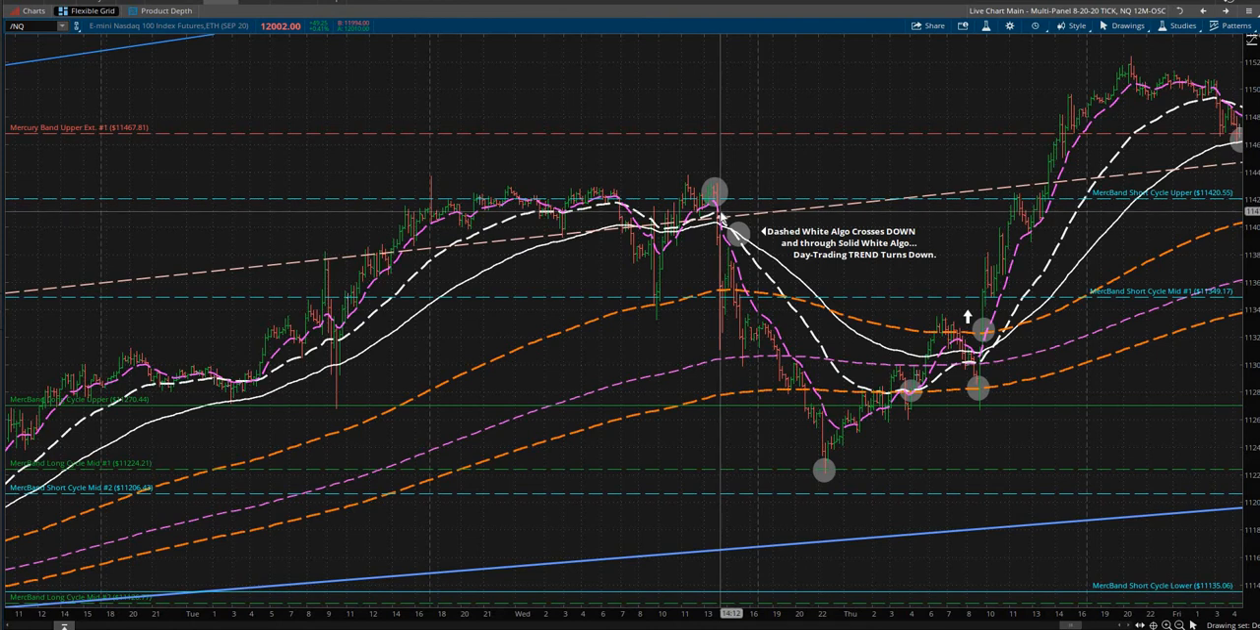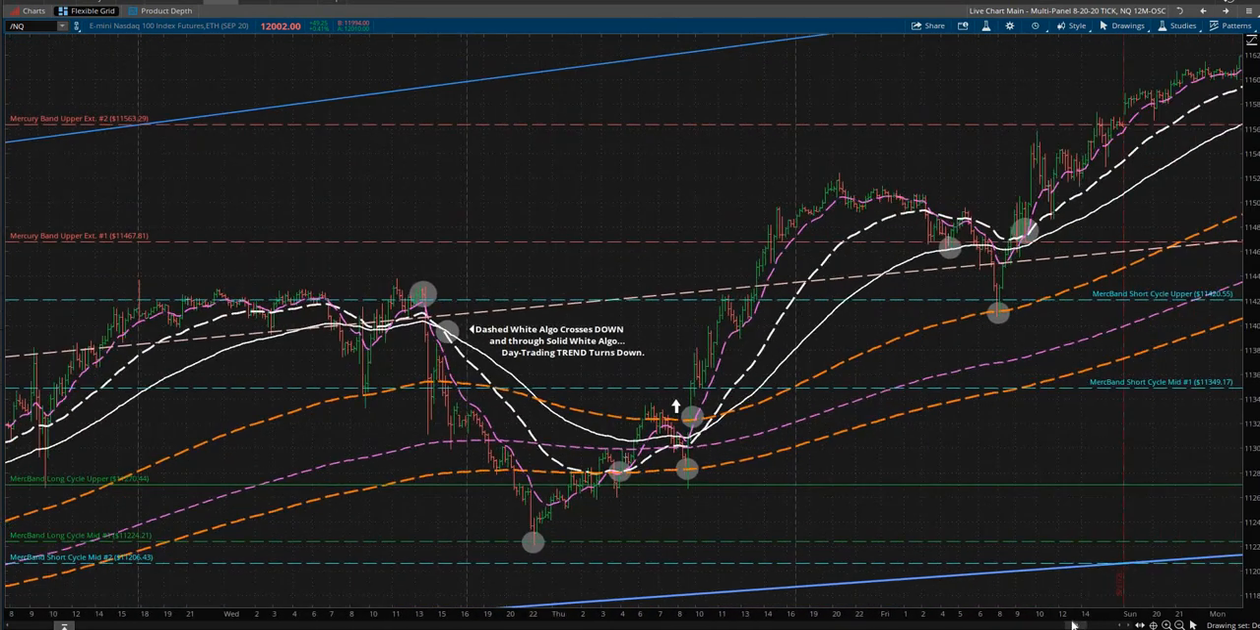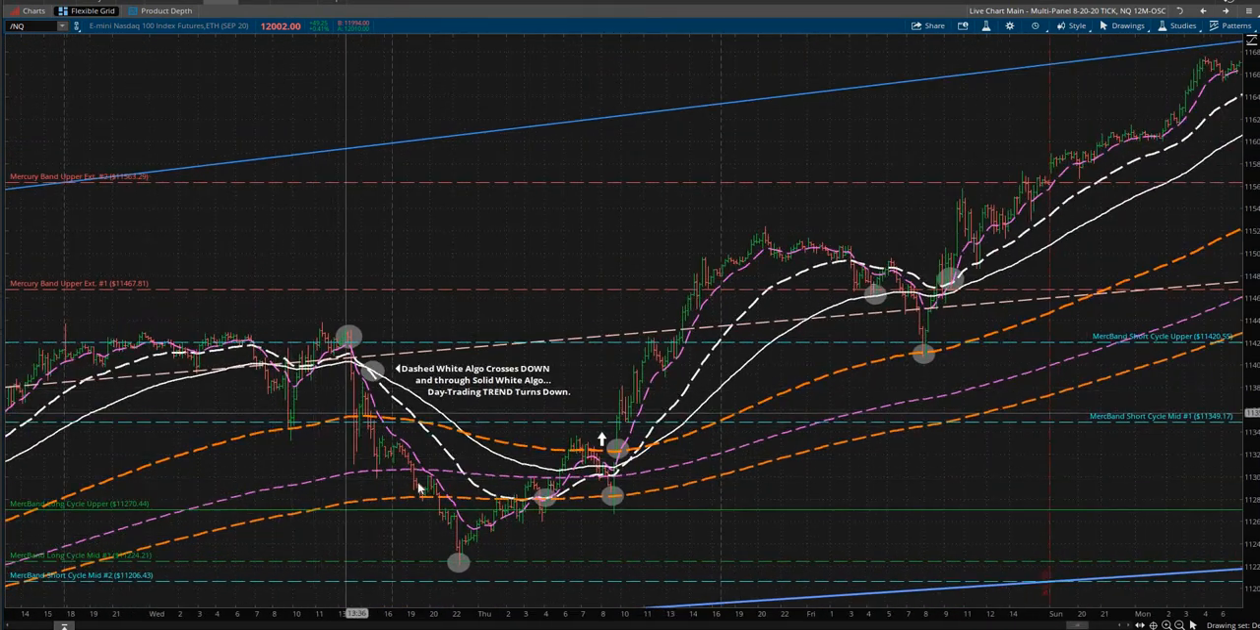Now, the cool thing about our system is, let's say you got caught long here. You walked away from your desk. Maybe you didn't have a stop in, and you come down and you see this. Well, you don't panic. I mean, you'd want to trim, but you got to pull back right here, right to the purple algo. Purple algo falls all the way down. Now, what happens after that? Fast algo turns up.